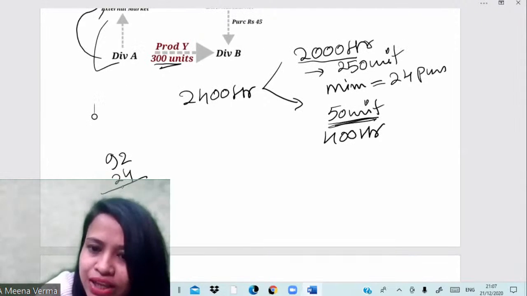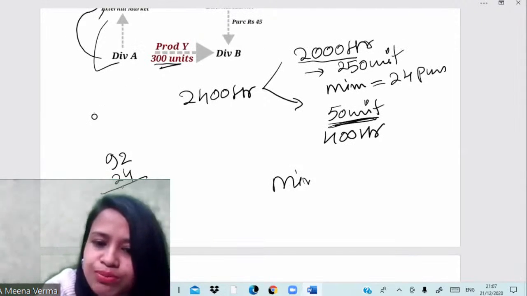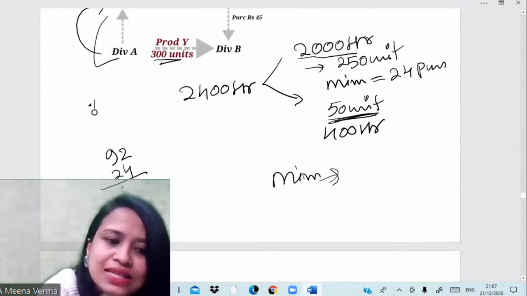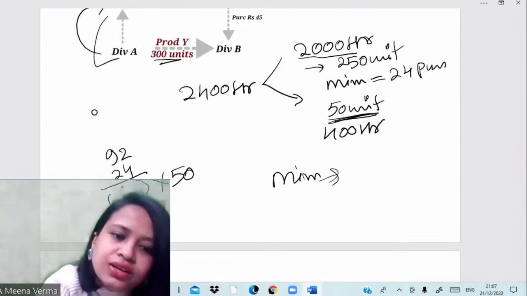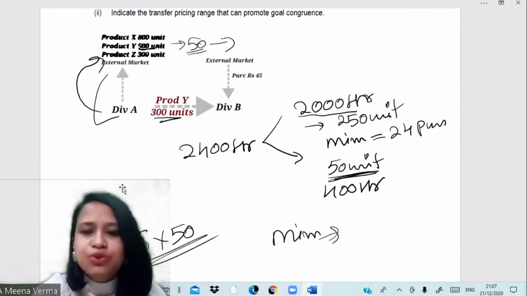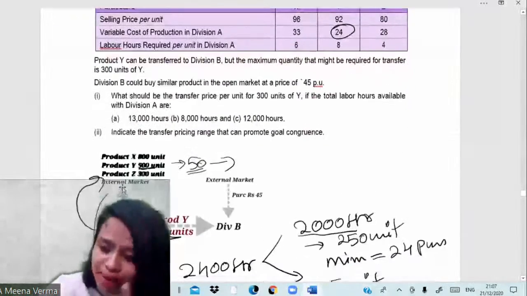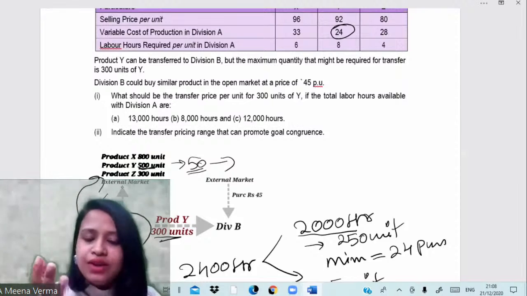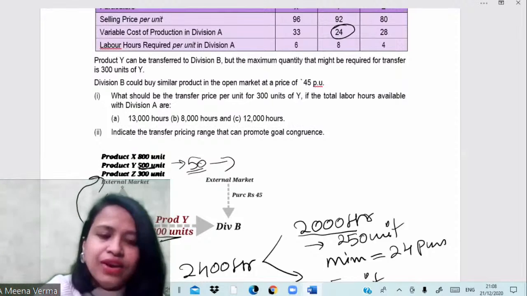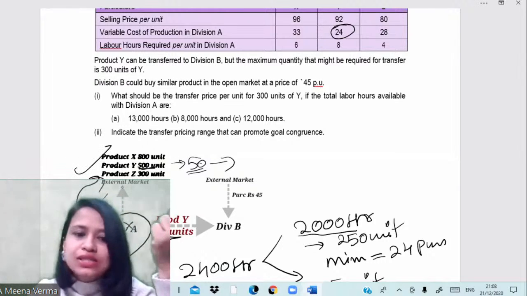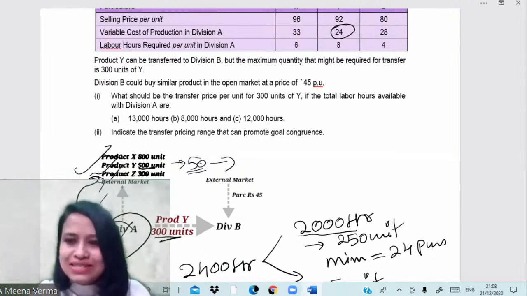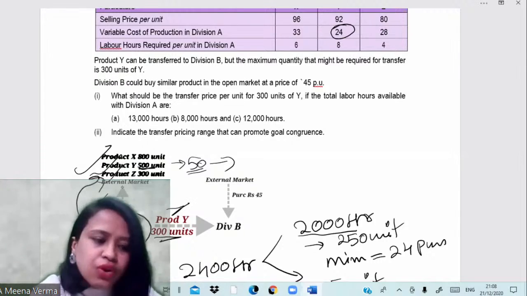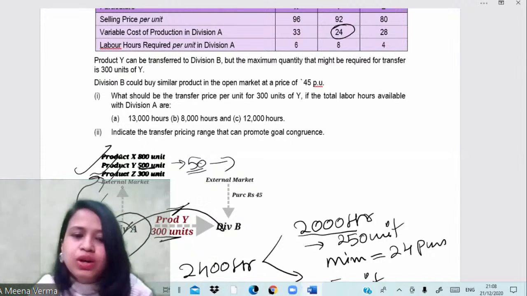So for the remaining 50 units, you can quote the transfer price for the remaining units. You can consider the opportunity cost as the difference of this into 50. In this way you can find the transfer price. You can see how your own capacity of the division will help you find the transfer pricing: the capacity of the division you have, the demand in the external market, and the price at which you can sell your product in the external market. After considering all these things, you can find the transfer price for the product which you want to transfer from one division to another division.